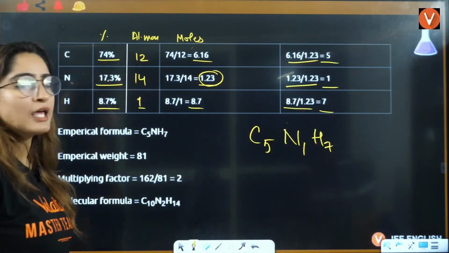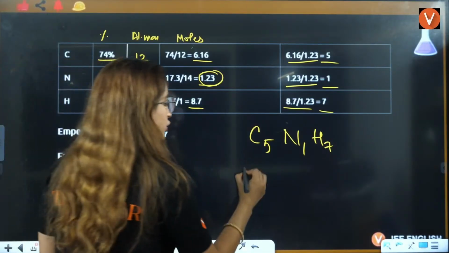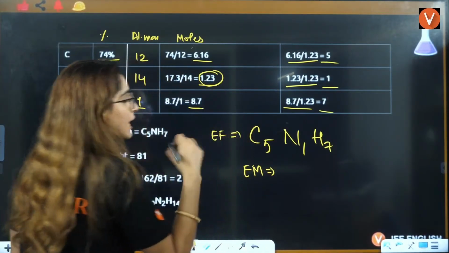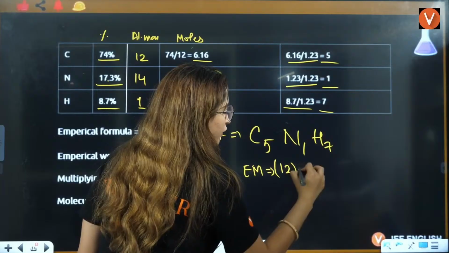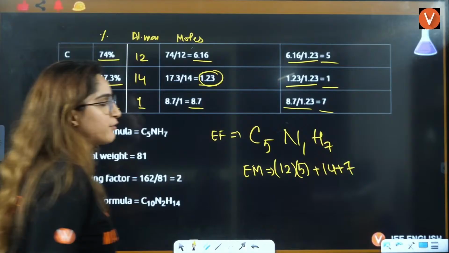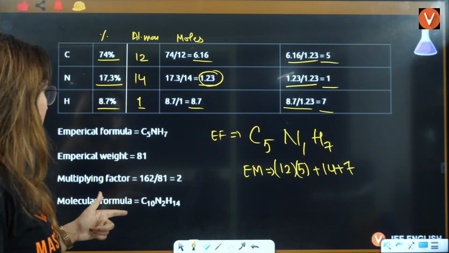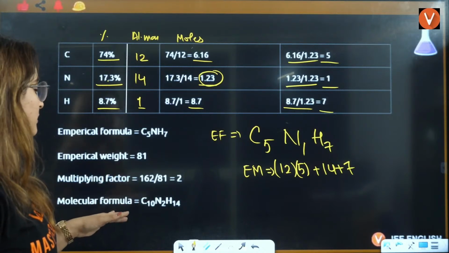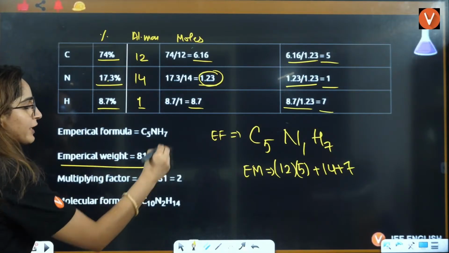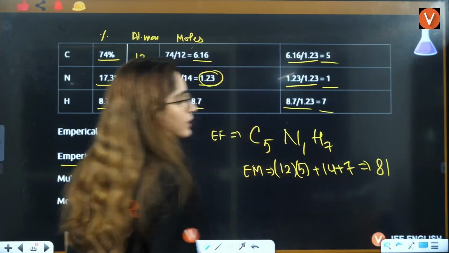Right? Can you see what the empirical formula is here? The empirical formula is C5N1H7. Empirical mass will be 12 into 5 plus 14 plus 7 for hydrogen. That is 60 plus 14, which is 74, plus 7, that is 81. Yes, empirical mass is going to be 81, right?